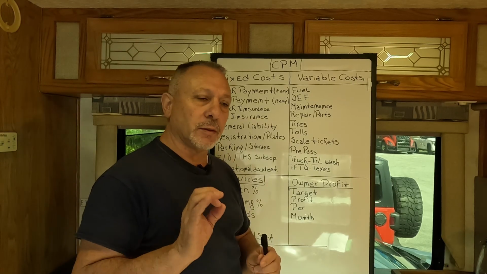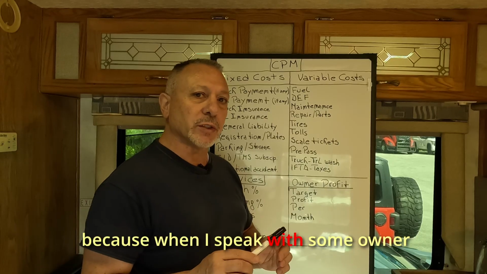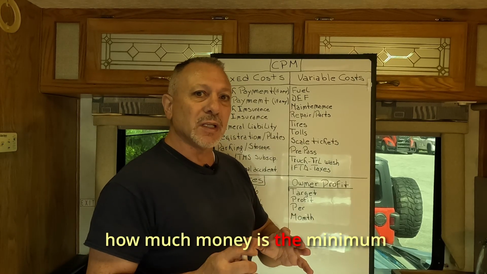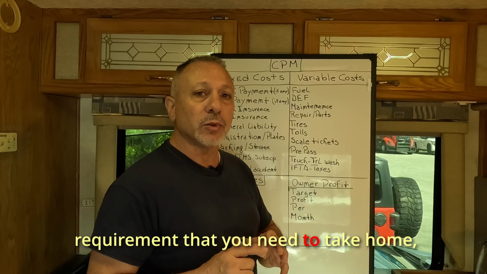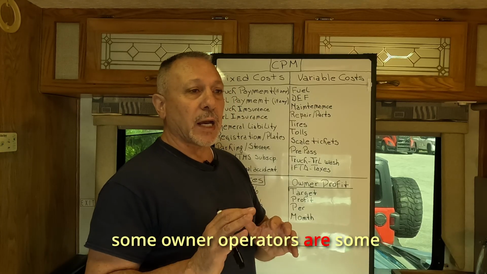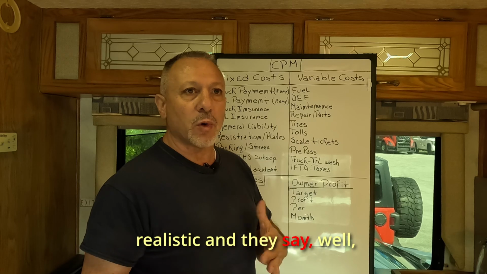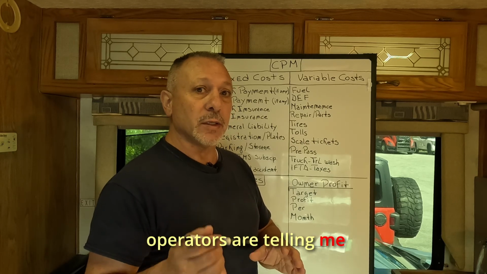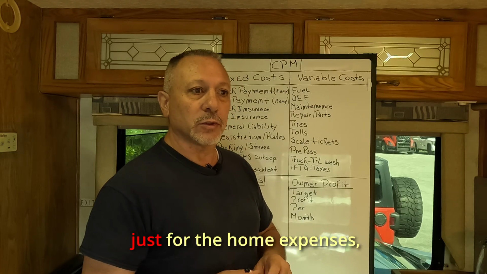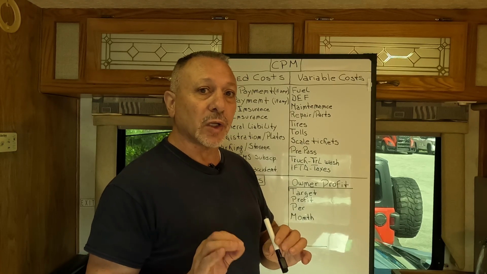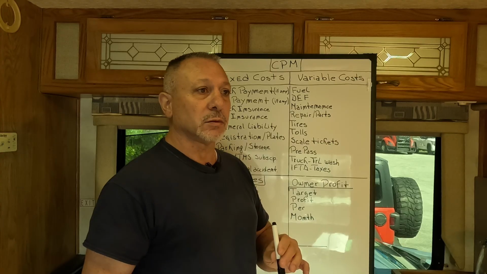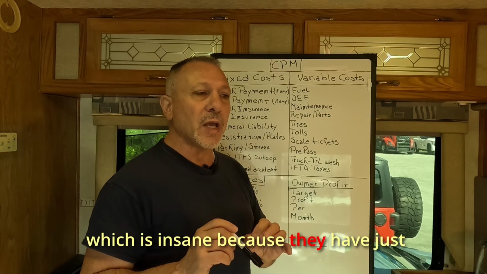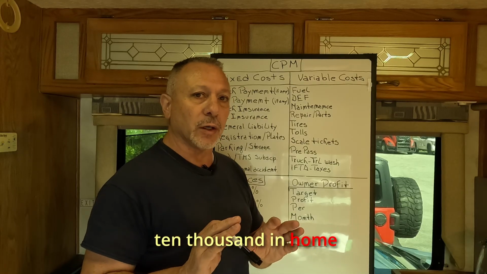This is crucial because when I speak with some owner operators and I tell them how much money is the minimum requirement that you need to take home, some owner operators are realistic and they say, well, between 5,000 to 7,000. But owner operators are telling me that they need to take home, just for the home expenses, 10,000, 11,000, sometimes 12,000, which is insane because they have just 10,000 in home expenses.